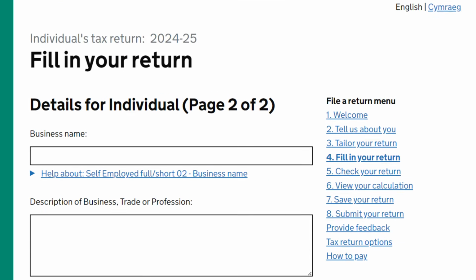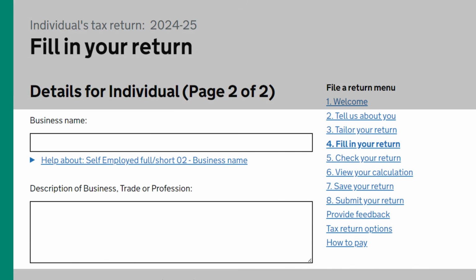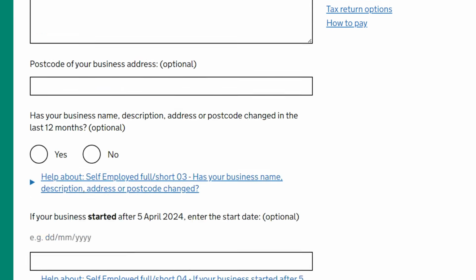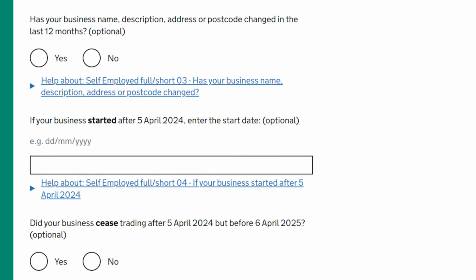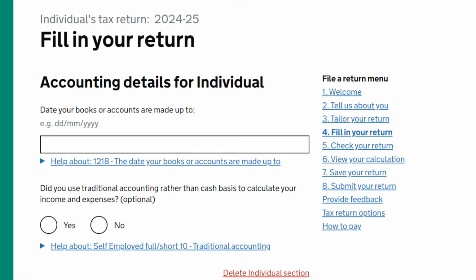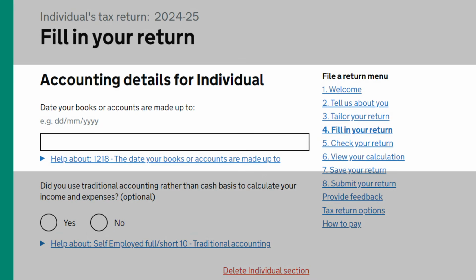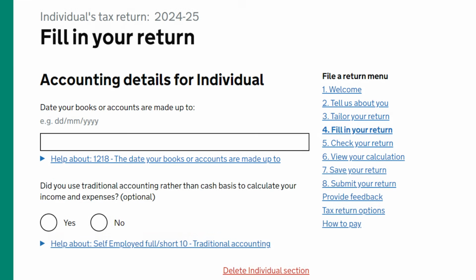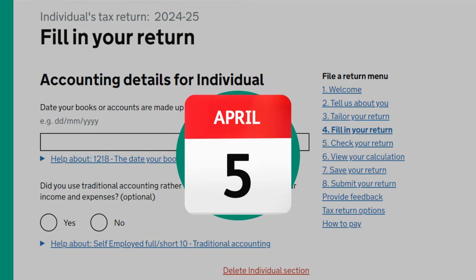On page 2, tell us the name of your business and what you do. It's important to tell us here if you started or stopped being self-employed during the year, and enter the dates. Add your accounting details on page 3, including the date your accounting year ends. We recommend using the 5th of April as it's the end of the tax year.